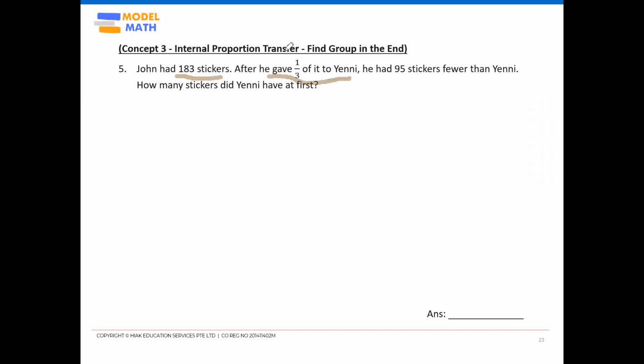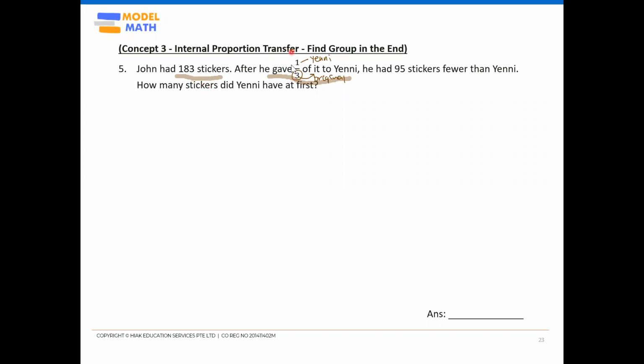So if we read this fractional statement, we must understand what the 3 units here represent. Okay, he gave 1/3 of it to Yenni. So it means this 1 unit was given to Yenni, and this 3 units is the "of it". And this "of it" refers to the original stickers that he had. So can you now tell this 3 units actually represents the 183 stickers, right?